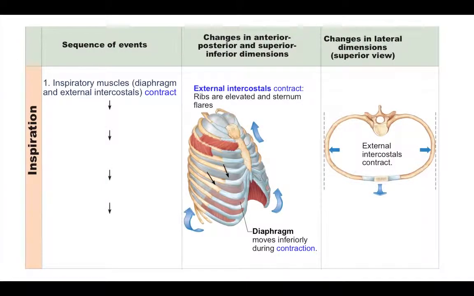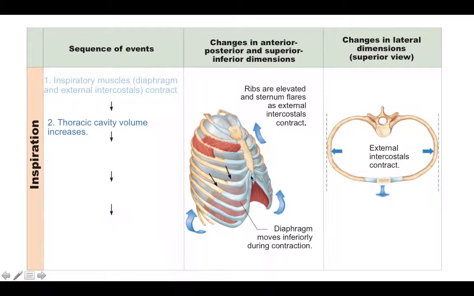So when we're looking at inspiration, getting air into the lungs, the first thing that's going to happen is those inspiratory muscles are going to contract. So the diaphragm is going to contract. That's going to pull the lungs down. The external intercostals are going to contract. That's going to pull the ribs up and out. And that's going to cause the volume of the thoracic cavity to increase. When the volume of the thoracic cavity increases, because the lungs are kind of stuck to the inside of the cavity because of that negative pressure, the lungs are going to be stretched, and the volume inside the lungs, the intrapulmonary volume, is going to increase.